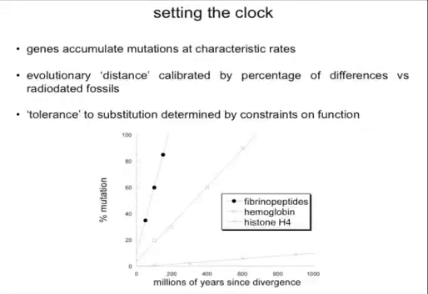Now, what does this mean, setting the clock? So let me say that the point of this slide is simply that genes accumulate mutations at a characteristic rate. That rate depends on the function of the protein, and therefore, in evolutionary terms, we would say it depends on the kind of selective pressure that the gene is under. So how do we set the clock?